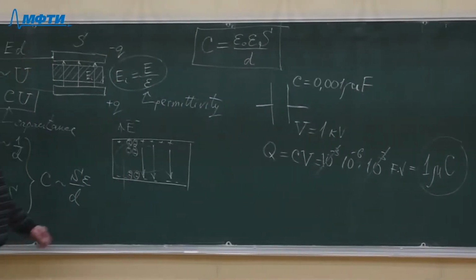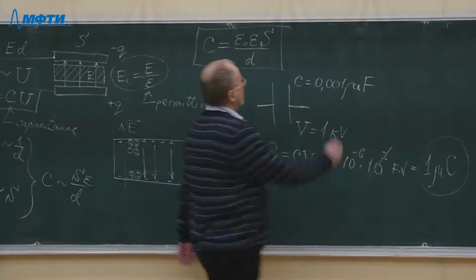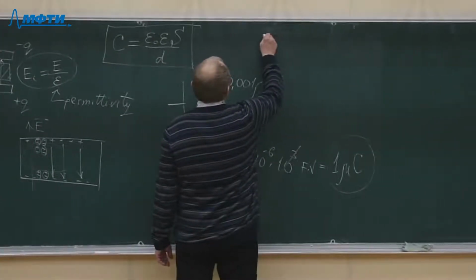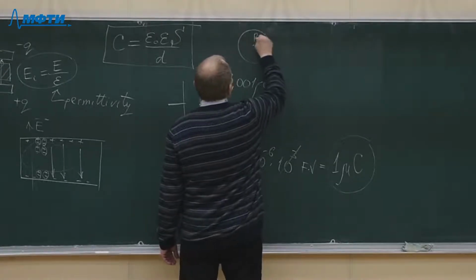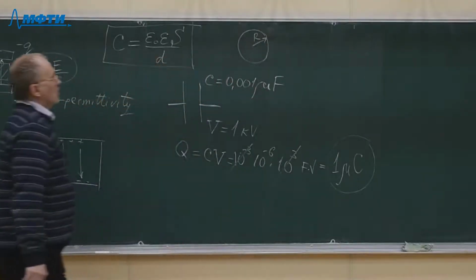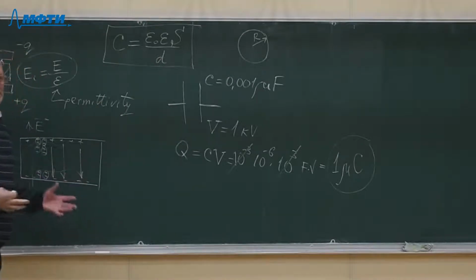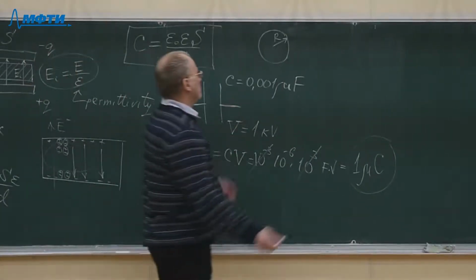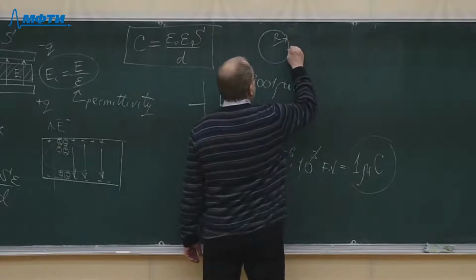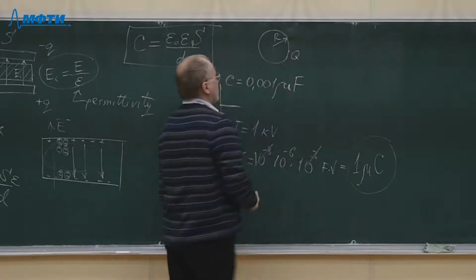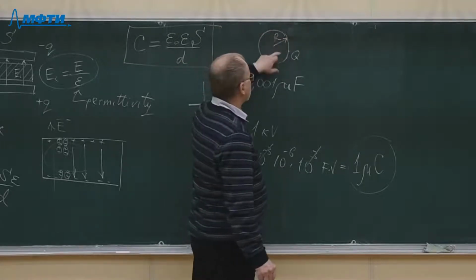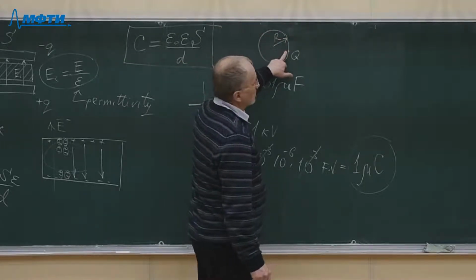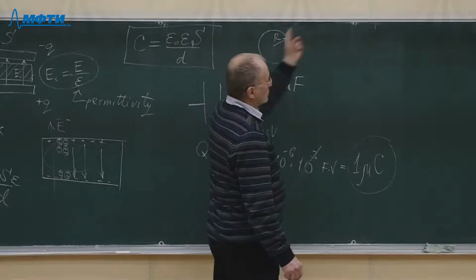Also, it's interesting to calculate the capacitance of a round ball made of metal having radius r. Why does such an isolated conductor have a capacitance? Because if you put some charge on this ball, then it will have some electrical potential. The potential is measured relative to infinity.